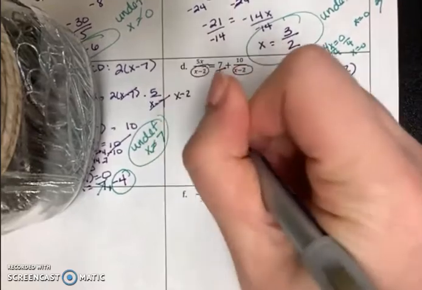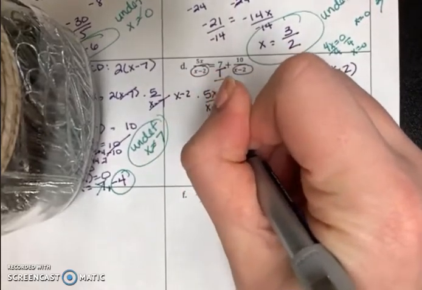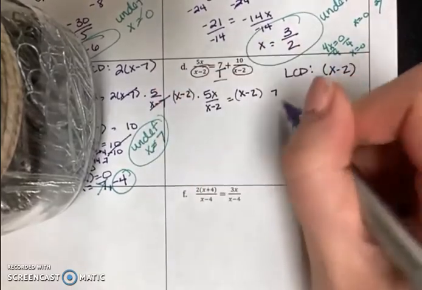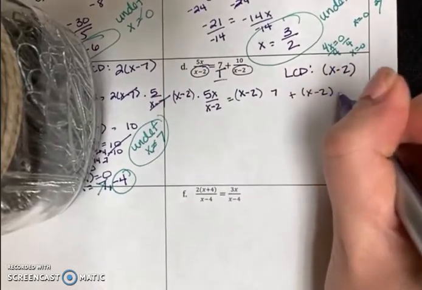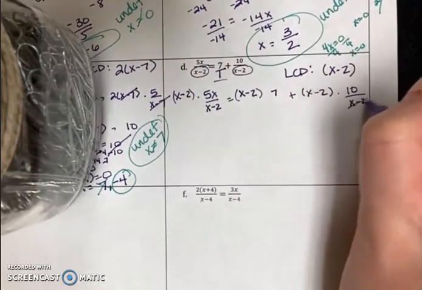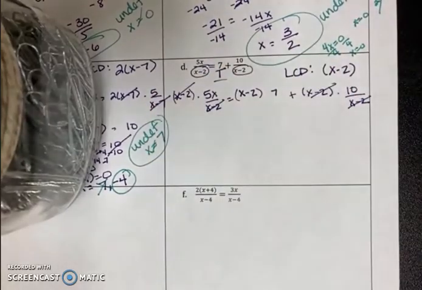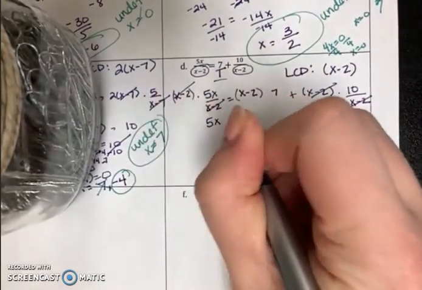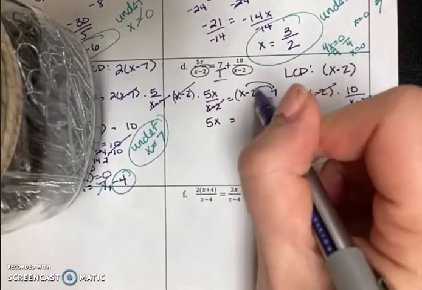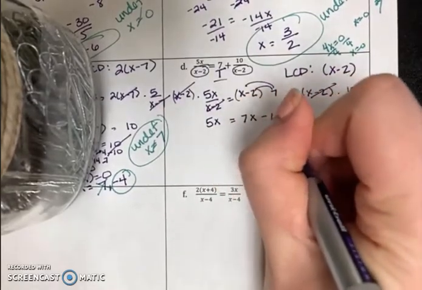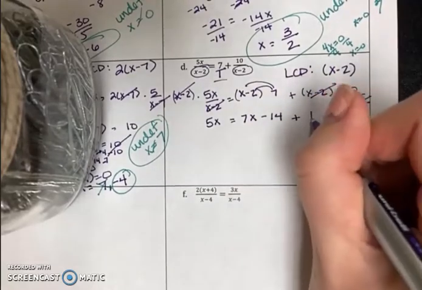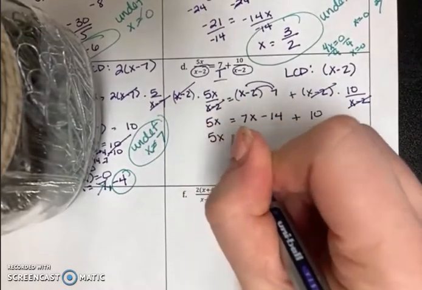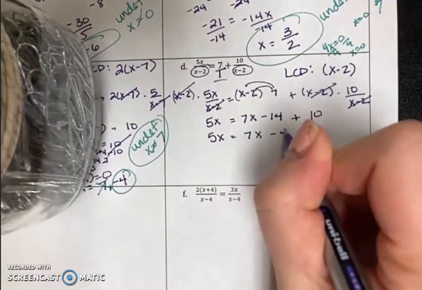So x minus 2 times 5x over x minus 2 equals x minus 2 times 7, plus x minus 2 times 10 over x minus 2. The x minus 2's cancel in the first and last term. So I get 5x equals, distribute the 7 to those two terms, 7x minus 14 plus 10. Well, combine your like terms, I get 5x equals 7x minus 4.